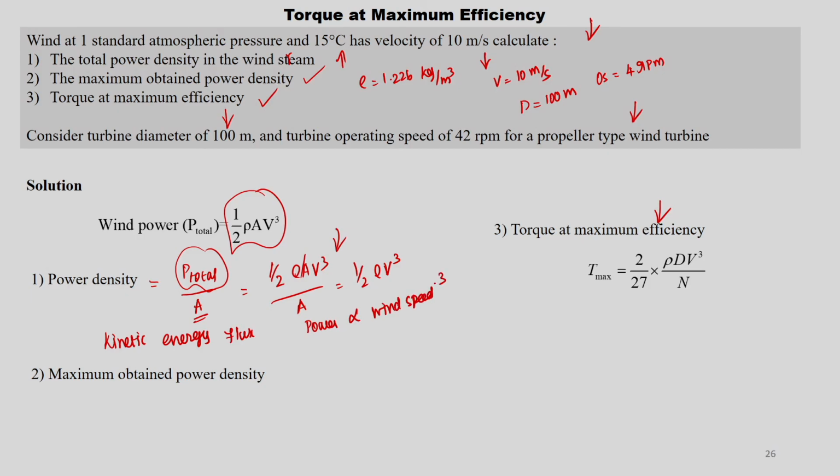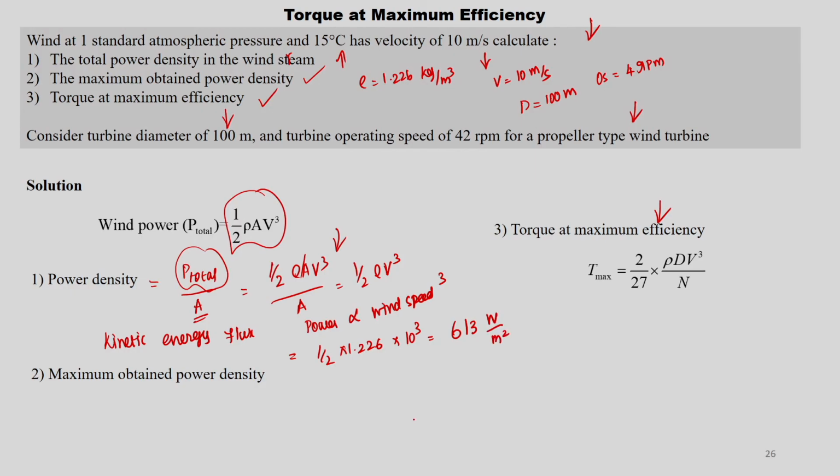If you calculate the power density, rho is given as 1.226 and V is given as 10 meters per second. So, what you would be getting is 613 watt per meter square.